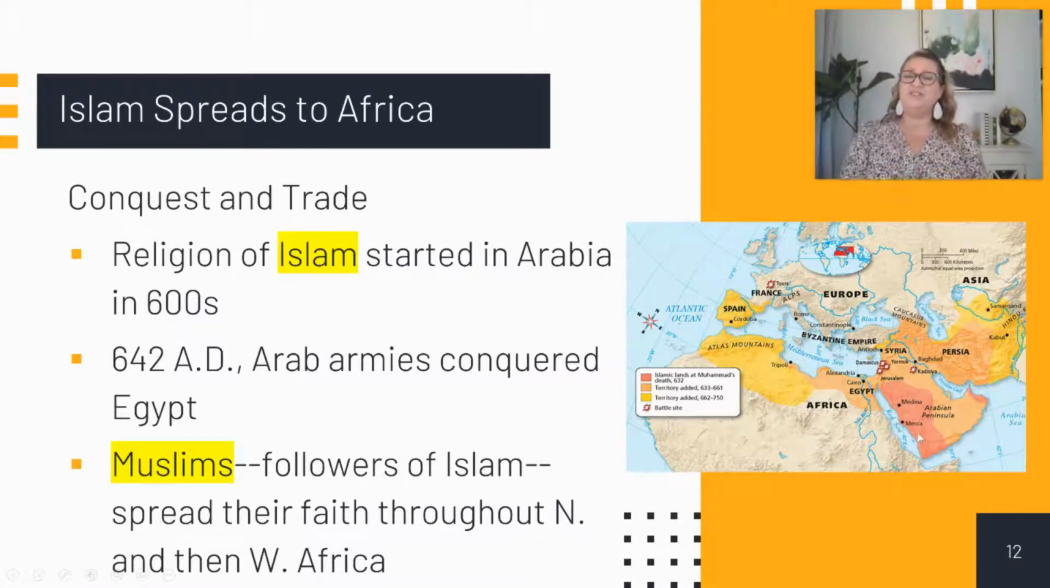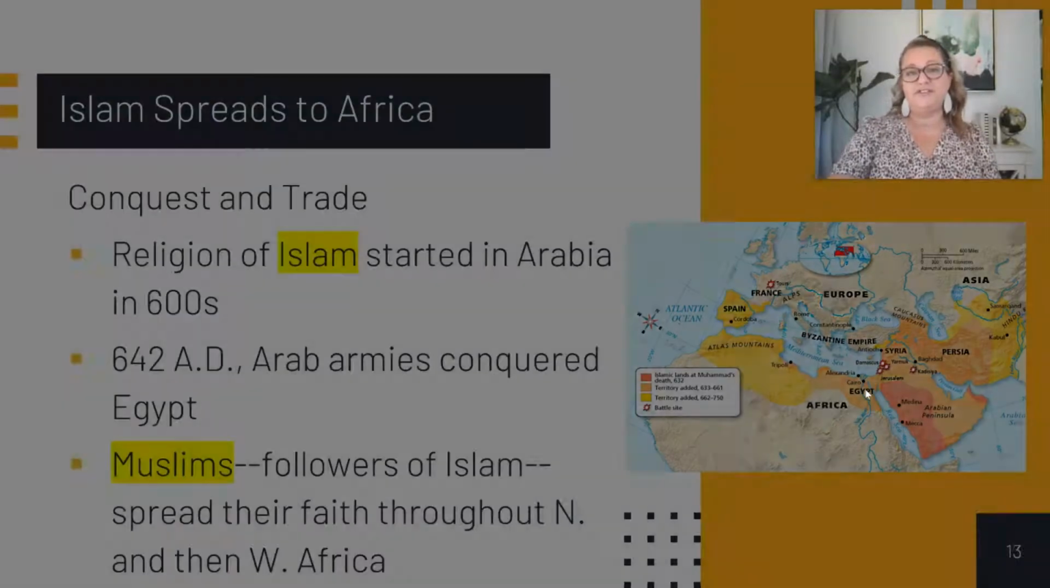And by 642, Arab armies had conquered Egypt. Okay, and we see that here on our map. Okay, this is the land or territory that was added in the 600s. Okay, so that is the first time Islam is brought onto the continent of Africa. Now, when we say Muslim, a Muslim is a follower of the religion of Islam. So Islam is the name of the religion, Muslim is the name of a person who practices that religion. And so these followers of Islam, these Muslims, would spread their faith throughout North Africa and then eventually West Africa through this Trans-Saharan trade.